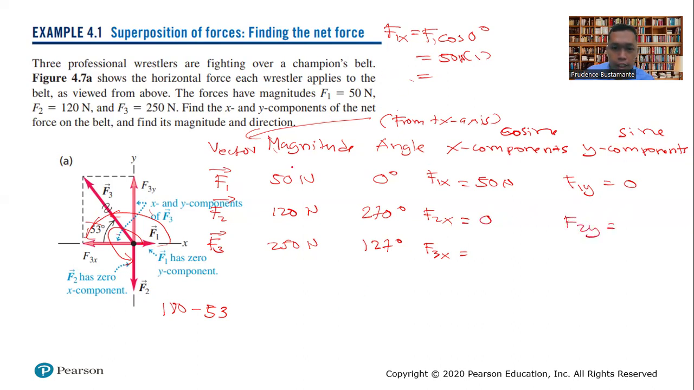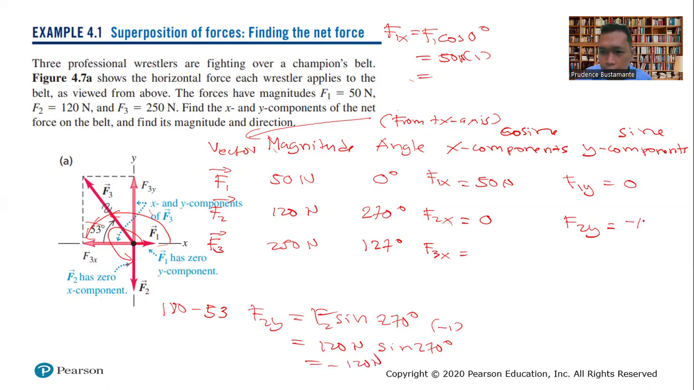And F2y, makita na to nga si F2y is just F2 sine of 270 degrees. Okay. So atong F2 is 120 Newton man, atong sine of 270 degrees is just equal to negative 1, so we have negative 120 Newton. So we are left now with F3.